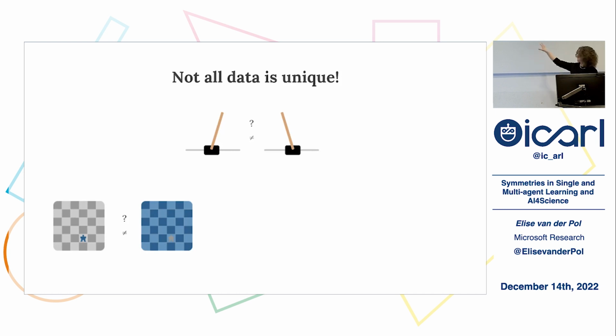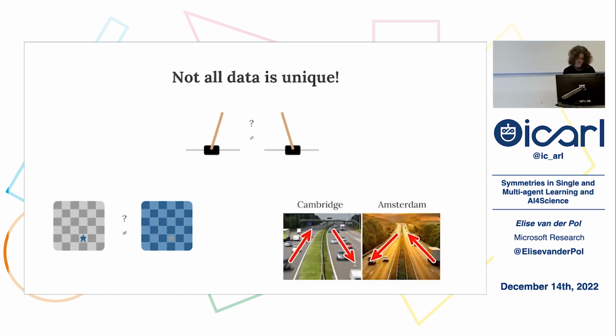And similarly, if we have some grid world and we're on a specific location in this grid world, then it doesn't really matter what color the floor is, right? The decision-making problem is still the same. And I'm at Microsoft Amsterdam, but I work with a lot of people in Cambridge. So if I develop my autonomous vehicle in Amsterdam and I want it to drive me to Cambridge, I want it to just be able to generalize to driving on the wrong side of the road and not have to learn all that from scratch again.